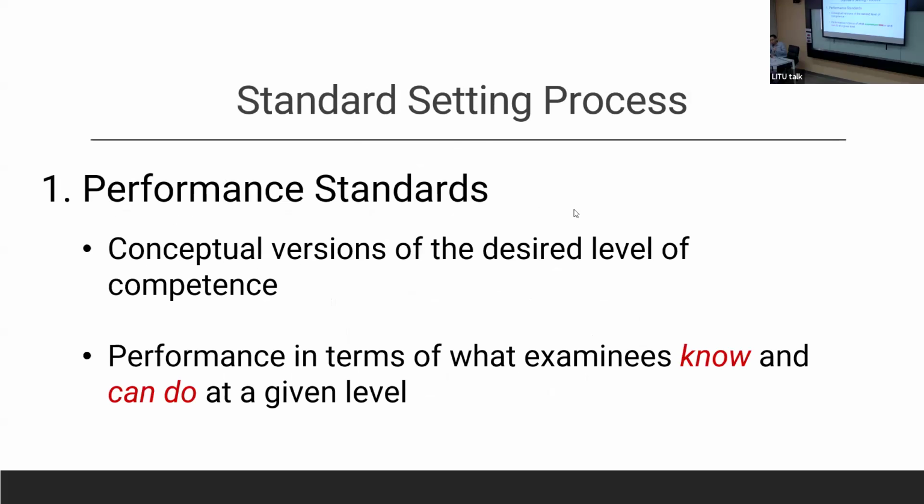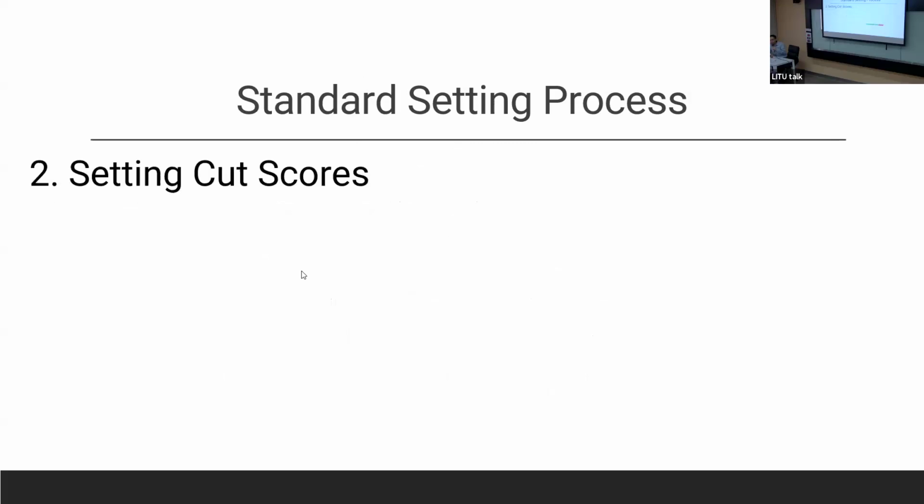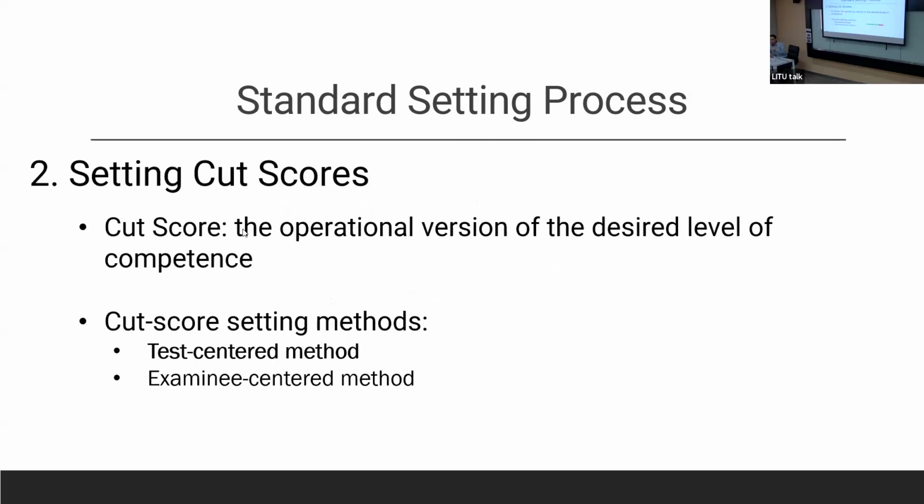First of all, you need a performance standard. That's the conceptual version of the desired level of competence. And then you just state it in the can-do statement. We don't have to worry about this, right? Because that's what the CEFR does for us, right? And then what's the cut score? The operational version of the desired level of competence. That's the definition of a cut score, right? And then how to set the cut score? Two possible methods: test-centered and examinee-centered. We often use the test-centered method. For TU-GET, we use the test-centered method.